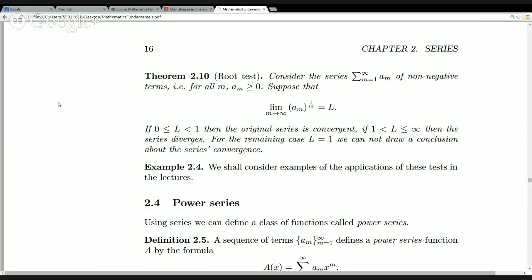Okay, so we haven't seen any examples of the ratio test yet, so let's be on the lookout for that. Well, it's coming up next. So let's look at this series, the sum of n over 3 to the power n minus 1.